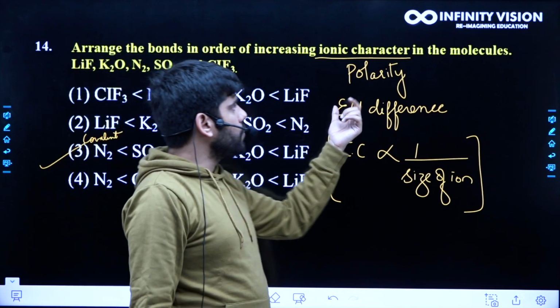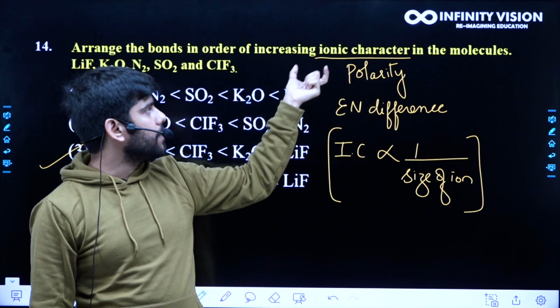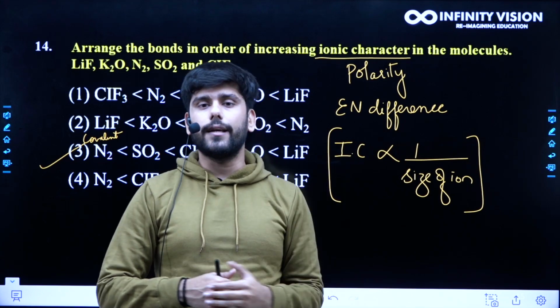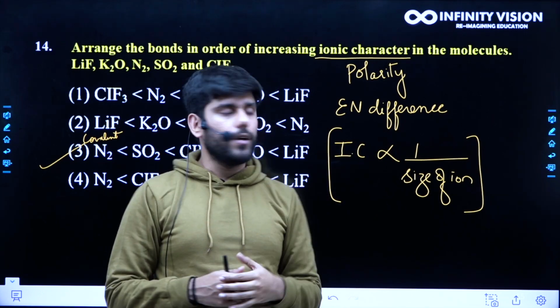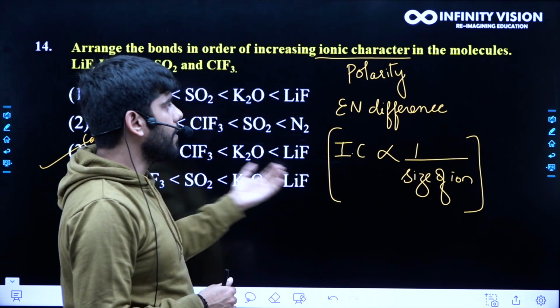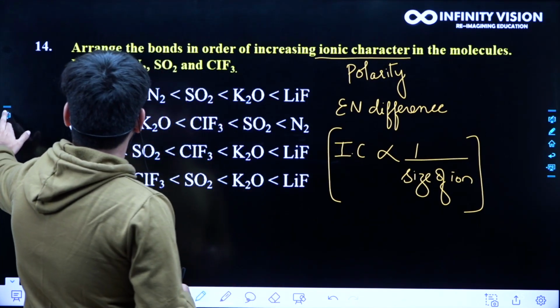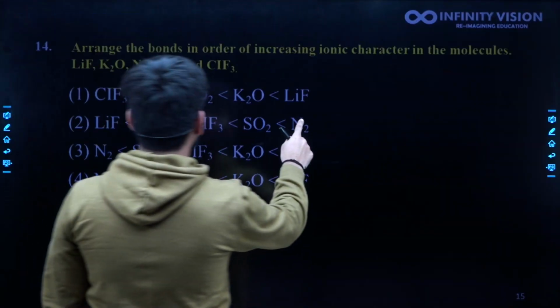Yes. So whenever there is a question based upon ionic character, just go for electronegativity difference, go for polarity. The more polar the bond is, the more ionic character it will have. All right. So let us move to the next question.